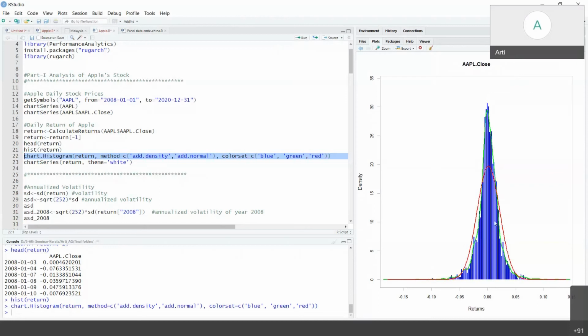Now look at this data. Can you see that, all of you? Okay, fine. This red line is the normal curve. This green line is the fitted distribution. And this blue line shows the density of this data. You can see the green line fits the actual data more than the red line, which is the normal curve. The green line is much better fitting to the data than the red line, right?